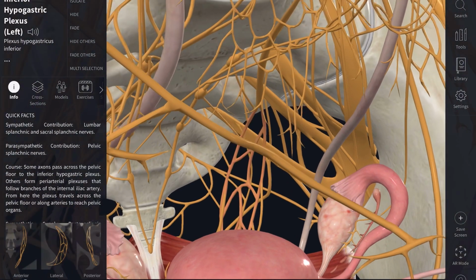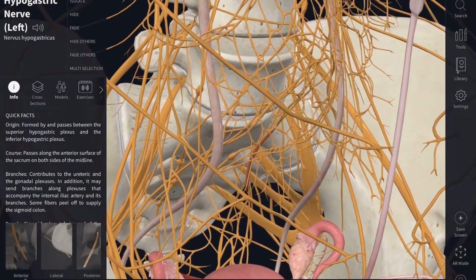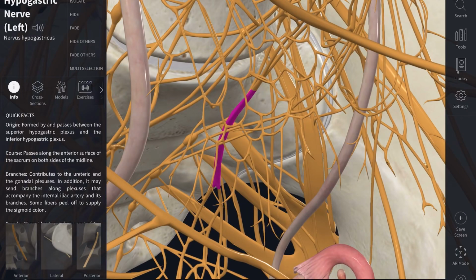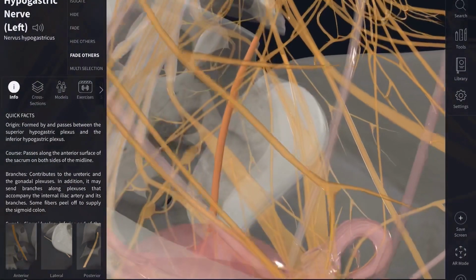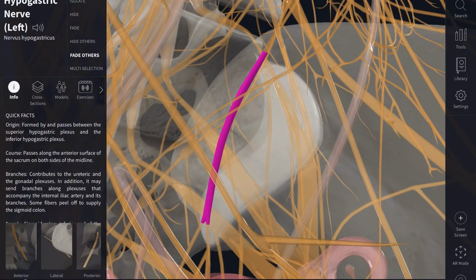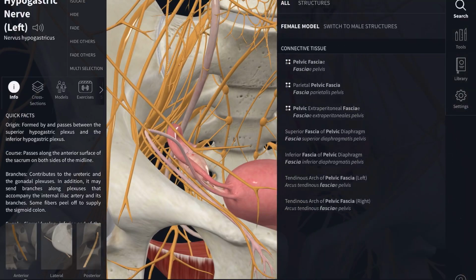And right next to the sacral plexus is your inferior hypogastric plexus, which receives innervation from the hypogastric nerve, and the hypogastric nerve is responsible for providing innervation to part of the digestive system, like the sigmoid colon, as well as your bladder, prostate in males, and vagina and uterus in females.